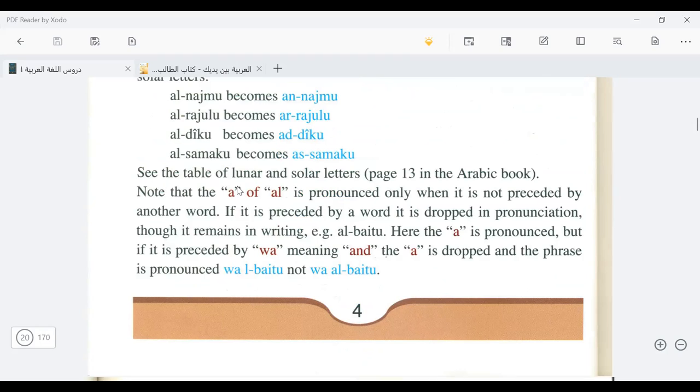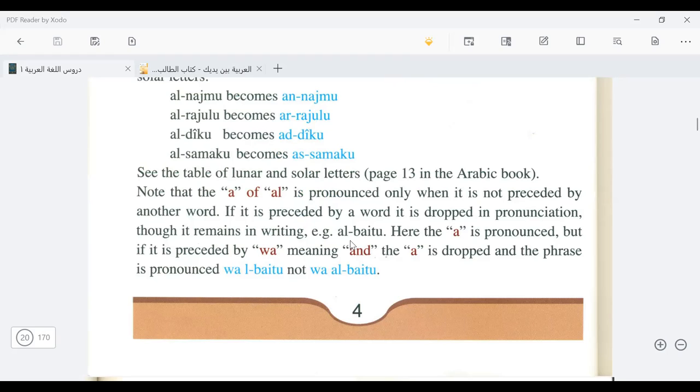Okay, see the table of lunar and solar letters, page 13 in the Arabic book. Note that the alif and lam of Al, the lam of Al is pronounced only when it is not preceded by another word. If it is preceded by a word, it is dropped in pronunciation, though it remains in writing.